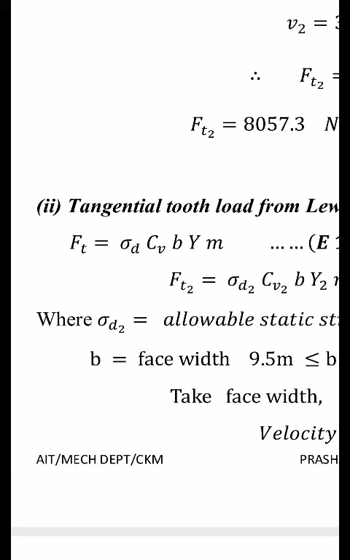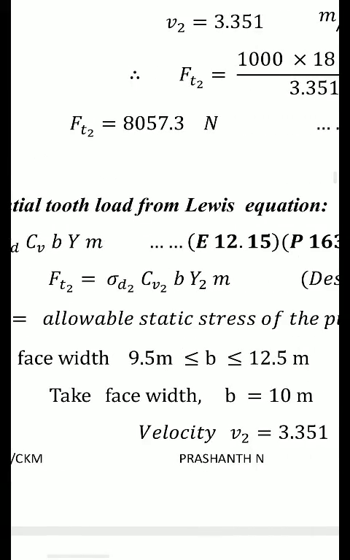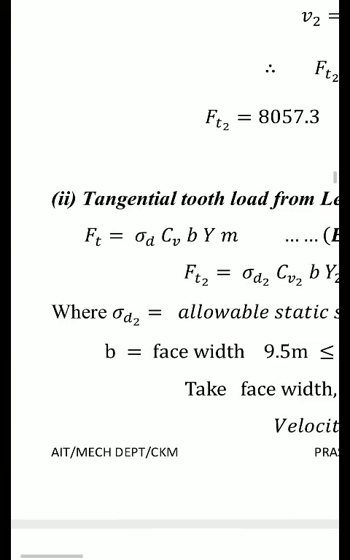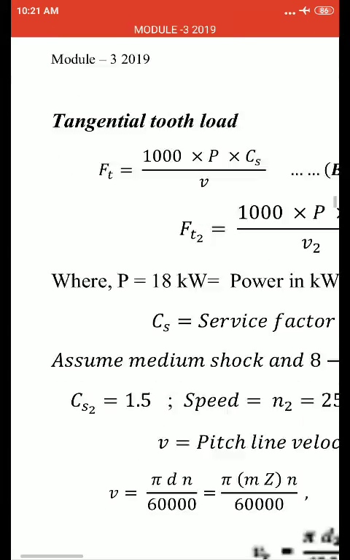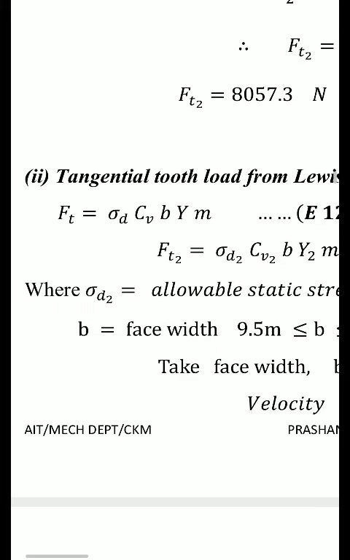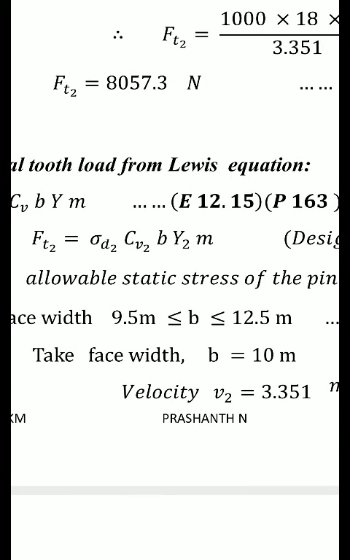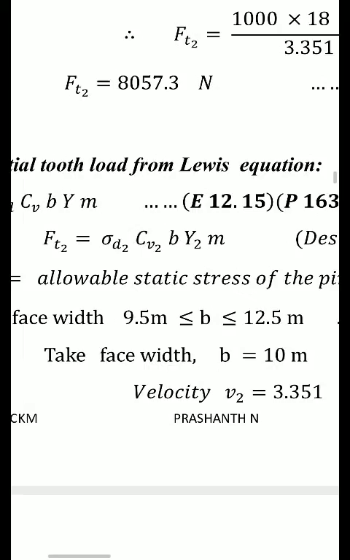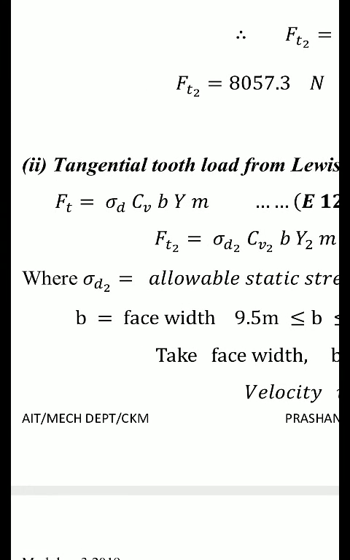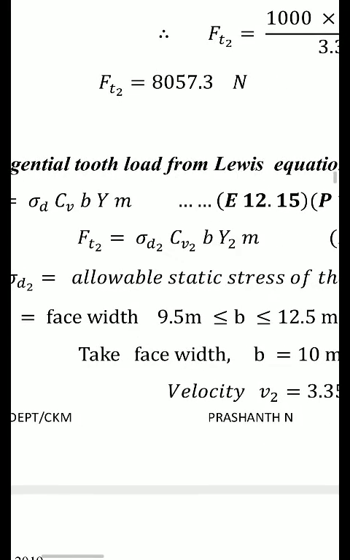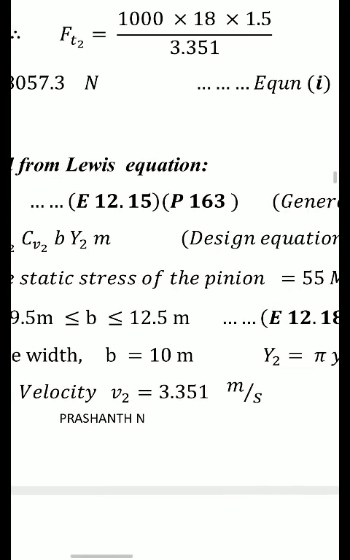Next, find out the tangential tooth load from Lewis equation. Ft is equal to, this is the tangential tooth load only. This is the tangential tooth load from Lewis equation. Go to page number 163, equation number 12.15. Ft is equal to sigma D into Cv into b into Y into m. So that Ft2 is equal to sigma D2 into Cv into b into Y2 into m. This is the design equation.